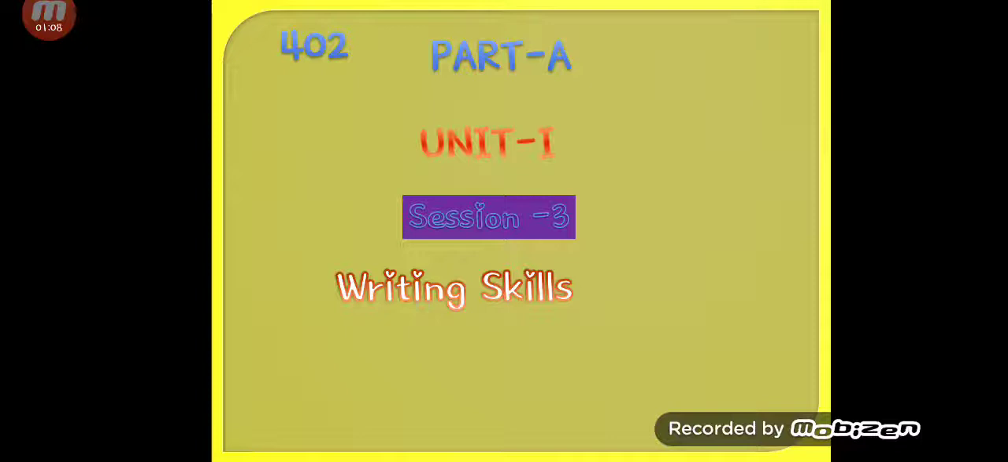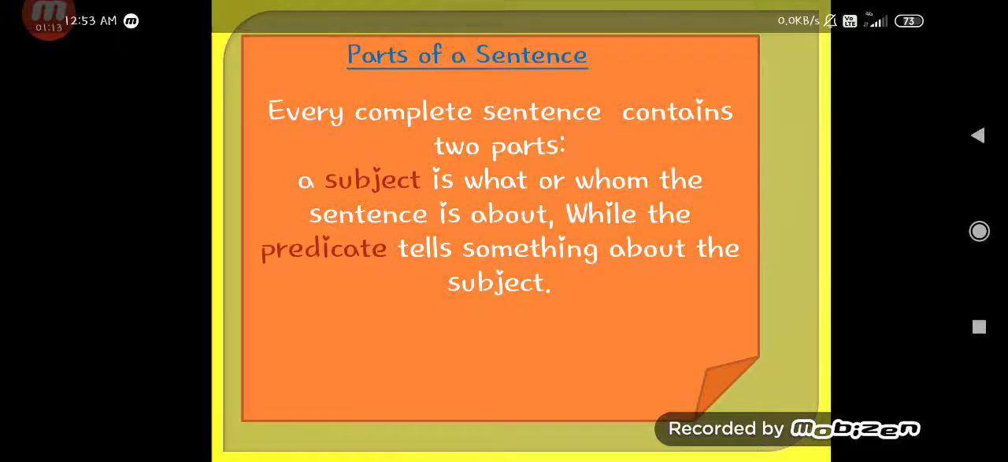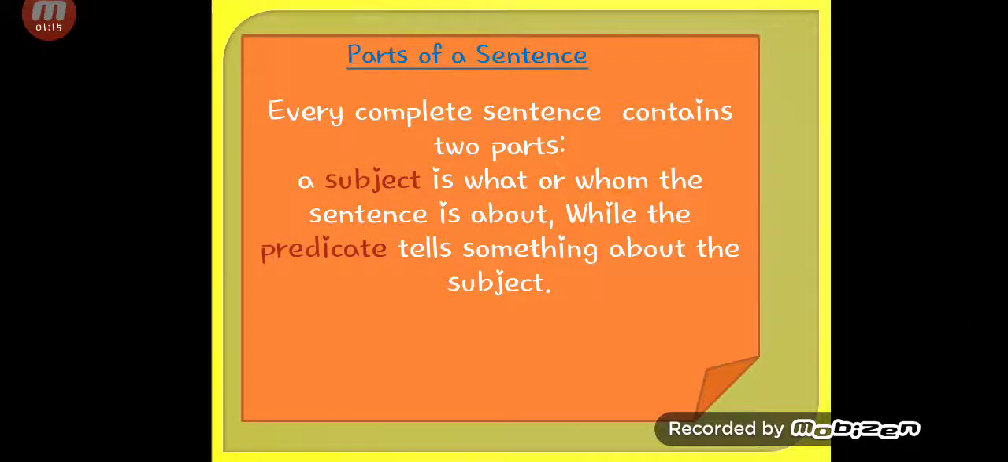Let us start with the phrases. Every complete sentence has two parts, a subject and a predicate. Subject means about whom or about what the sentence is. On the other hand, predicate tells something about the subject.